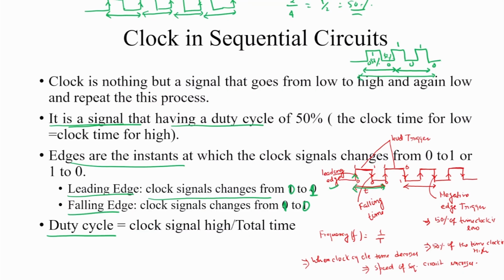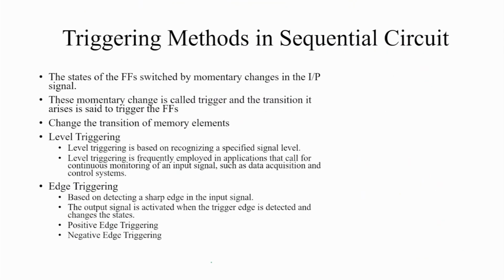And when we talk about frequency, how can we speed up the sequential circuit? Frequency is proportional to 1 divided by the clock time. When the clock time decreases, we speed up the sequential circuit, meaning the frequency is high. When the clock time increases, the frequency is low, meaning the circuit is slow. The frequency of a sequential circuit is directly proportional to 1 by the clock period, which is named T.